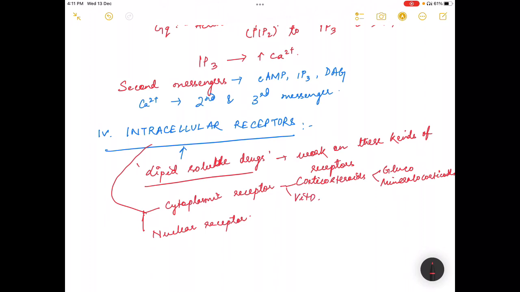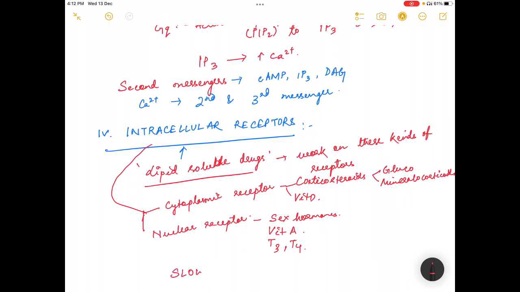Okay, then nuclear receptors, these are the sex hormones like estrogen, progesterone, testosterone. Then vitamin A. Then thyroid hormones like T3 and T4. These are all the nuclear receptors. Now the intracellular receptors, these are the slowest acting receptors.